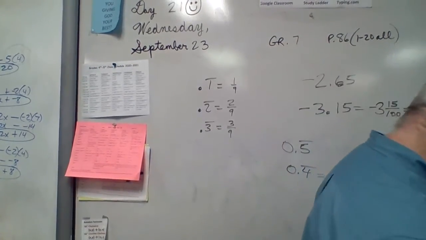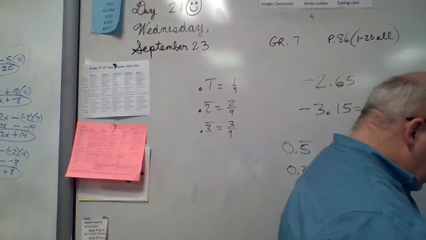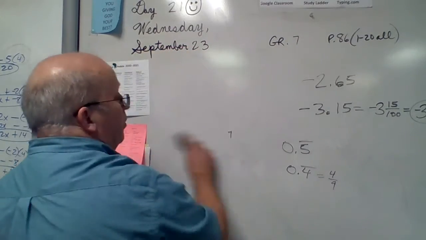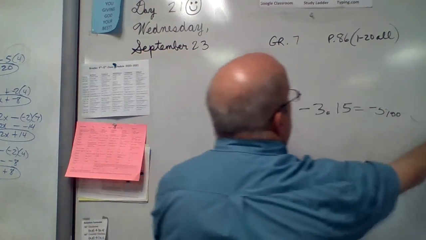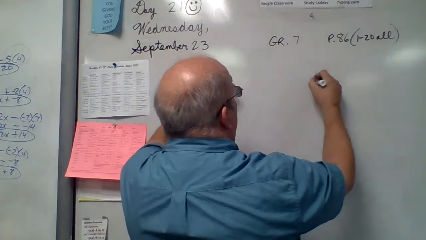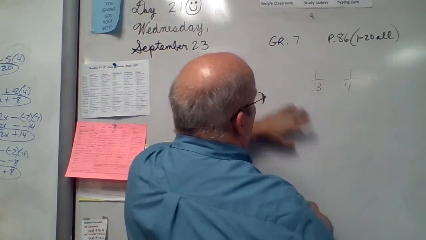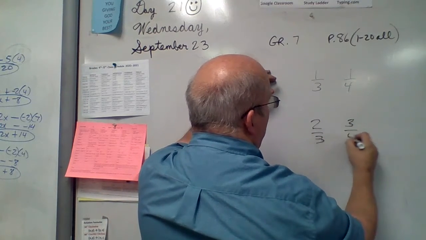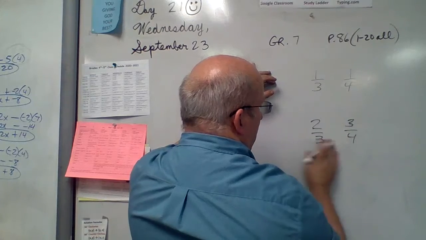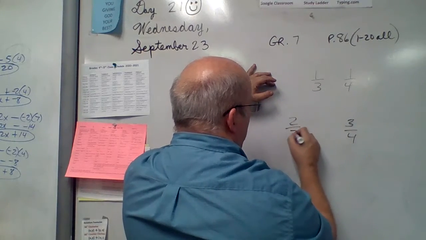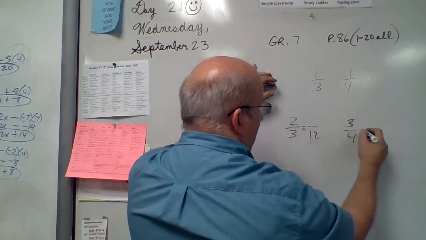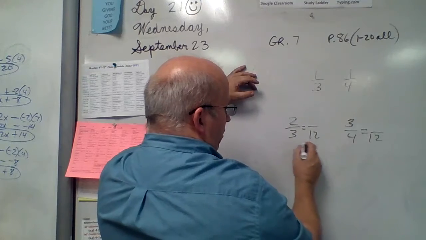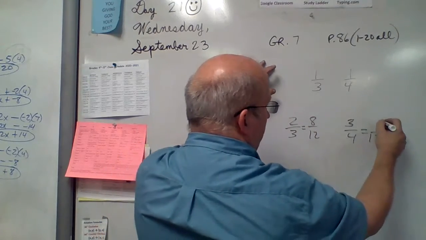Let's move on. Number 7, they want you to decide which one's bigger, 1/3 or 1/4. I'm not going to do that one, but I'm going to do one similar to that. What if it said 2/3 and 3/4? Which one's bigger? Well, the first thing I'm going to do is change them into fractions that have a common denominator. The common denominator is 12. This would be 8/12, and this would be 9/12.